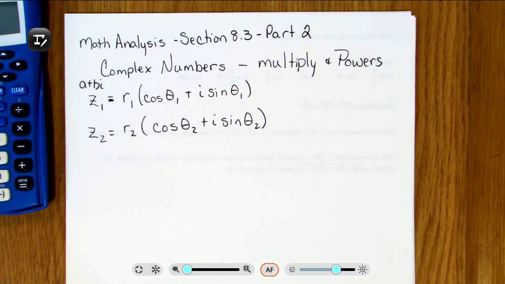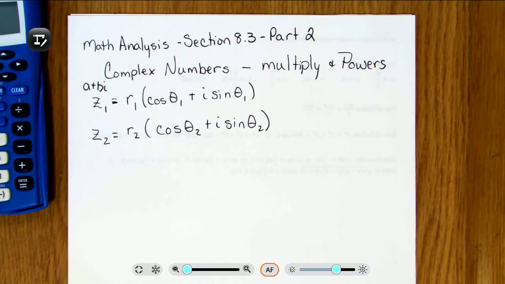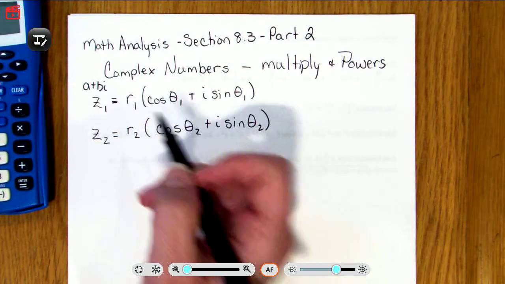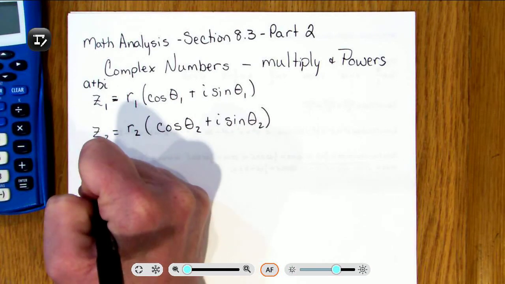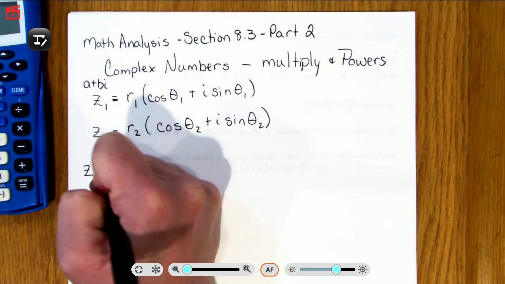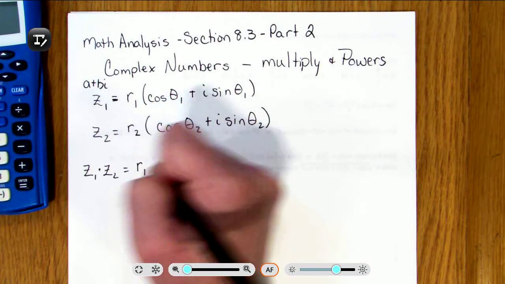Okay, so I'm generating the formula that's going to be given to you in the book, but I want to do that so it brings back some of those identities that we saw in chapter 7, and you can see where this comes into play, and then we will expand it to powers, and then I'll show you some examples. Okay, so let's go and multiply these guys together. So I'm going to take Z1 and multiply it by Z2, in their polar form.